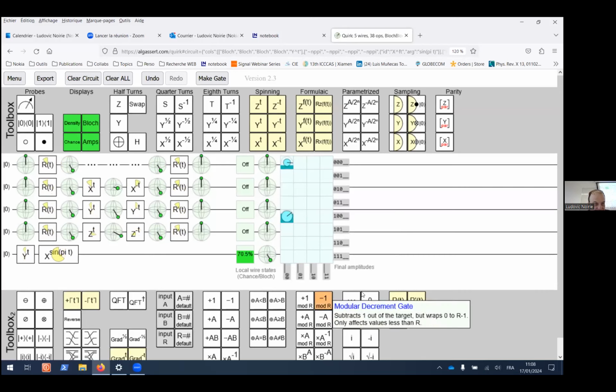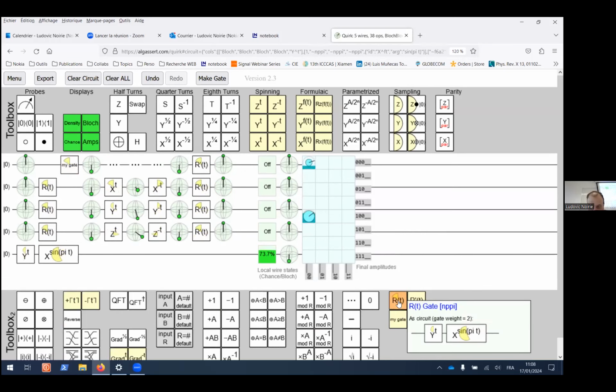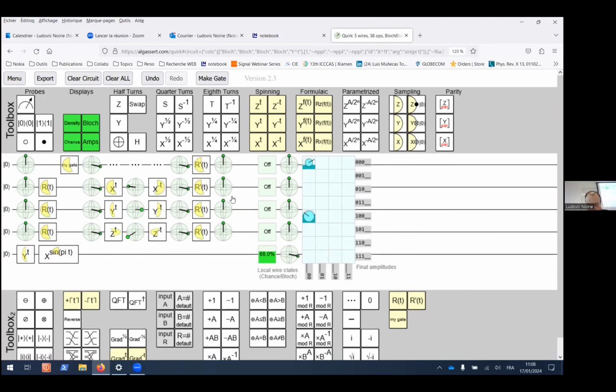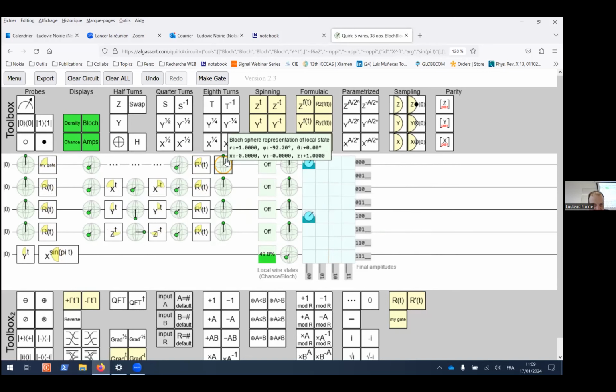And my gate is exactly what does R of t. I will show you. If I do that, I have exactly the same thing. How can I invert this gate? Just by applying the same gates in the inverse order and with a minus sign on the exponent. So this is R prime, which is x to the power minus sine of pi t, followed by y to the power minus t. So this is what I do here. If I apply my gate and the inverse, I have something that is pseudo-random, and then I recover the state 0.